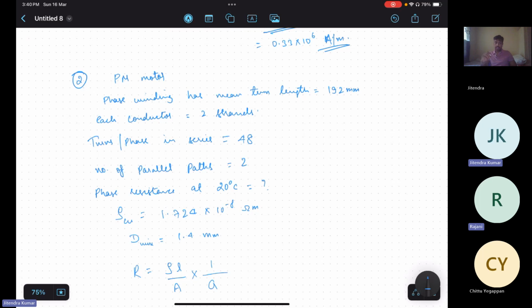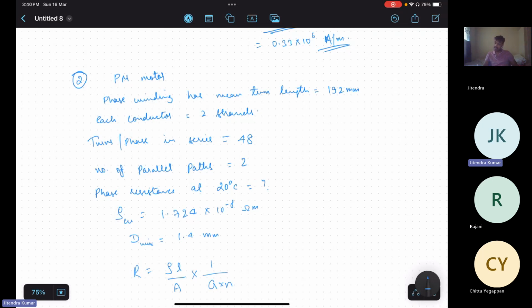Now, number of strands. Multiple wires are consisting into one single wire. It means indirectly they are in parallel. We can consider them in parallel, and that's why this number of strands will come in the denominator as well. The more number of strands, your phase resistance will be lesser. That's why we try to incorporate as high a number of strands as possible.